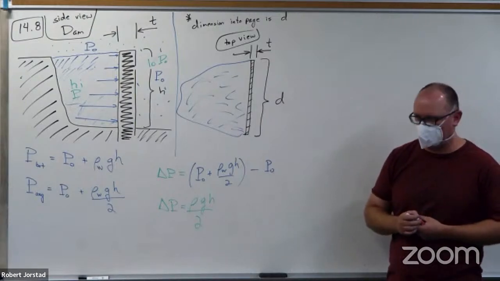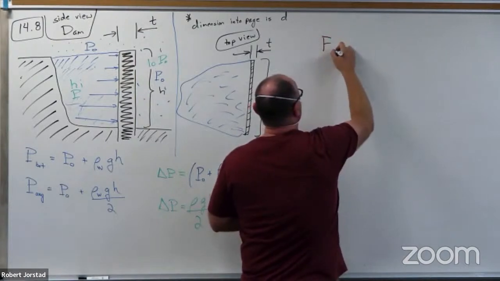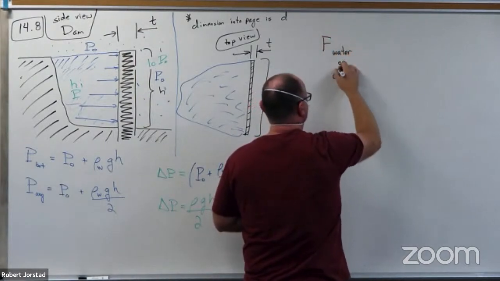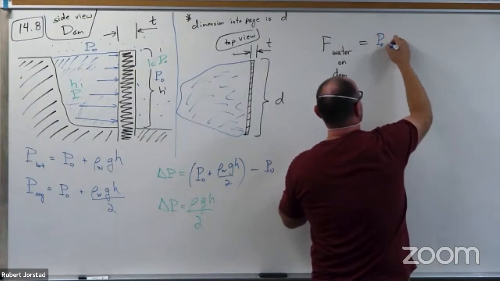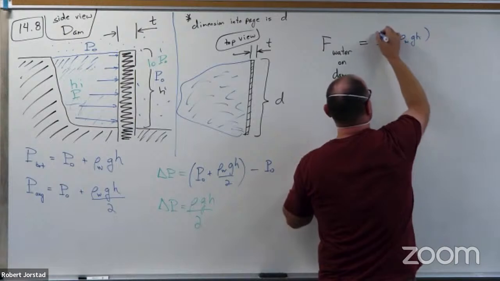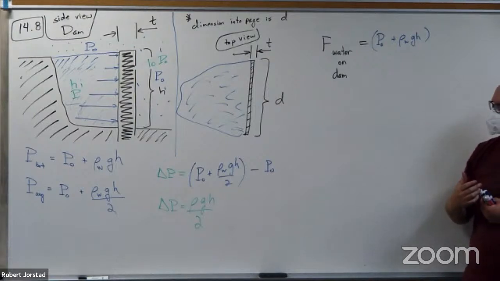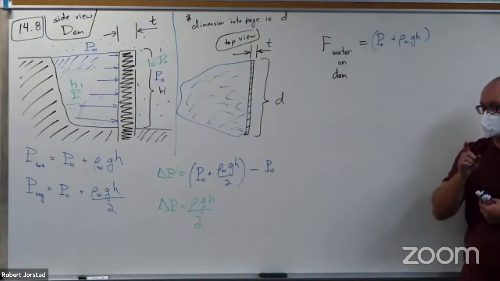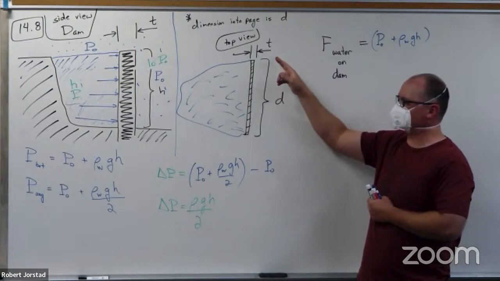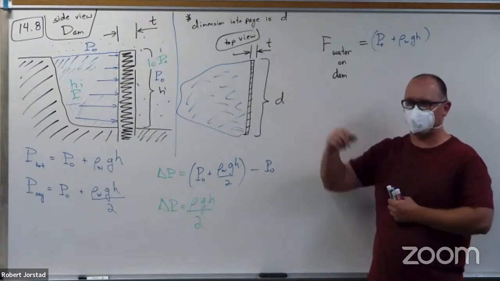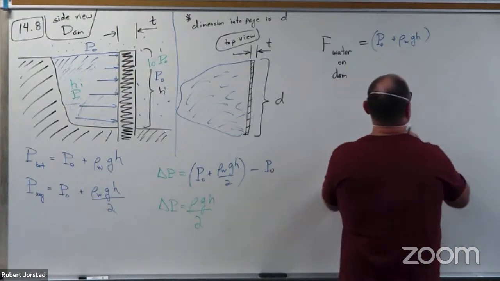What is the force that the water is exerting on the dam? That would be this average pressure times the area. What's the area? D times H. The thickness doesn't matter, agreed? The thickness does not relate to the amount of force. Obviously, the thickness matters in the sense that you need to make it big enough that it can hold back this force. So what was it, HD?